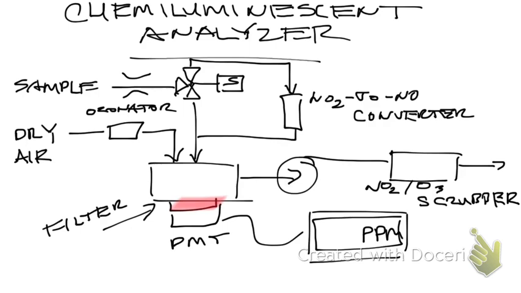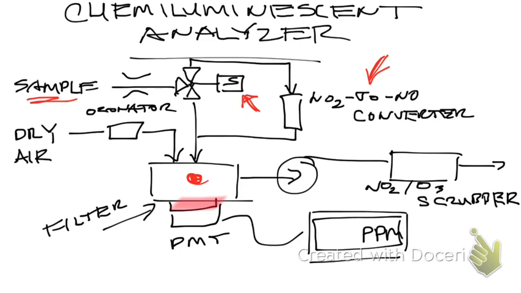Starting over here at the sample, our sample would flow in, and it can go one of two ways. There's this solenoid right here that's going to switch, and it's going to allow gas to go up to the top and over to the NO2 to NO converter here, or it can just go straight down into our reaction chamber down here. I didn't label that, but it's called the reaction chamber because that's where the reaction occurs. So our sample can come in and go one of two ways with that solenoid.